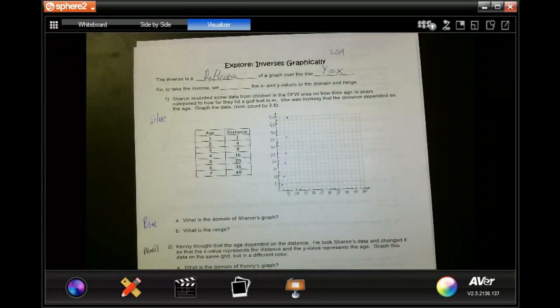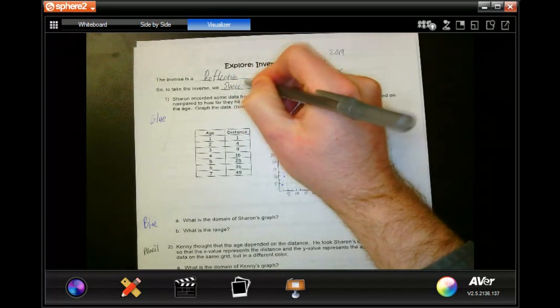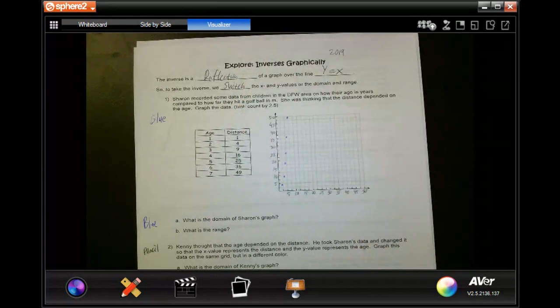What do we do in inverses? I think you guys have seen these before, right? Yeah, you switch the x and y. I actually like the word switch or swap versus flip, because if you flip, you think reciprocal. And we're about to do a fraction in just a moment with Fahrenheit and Celsius.